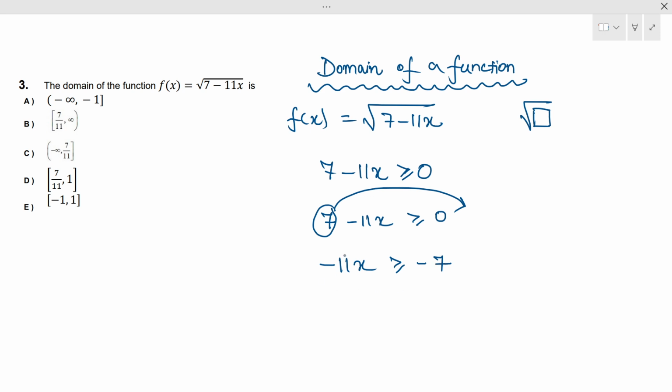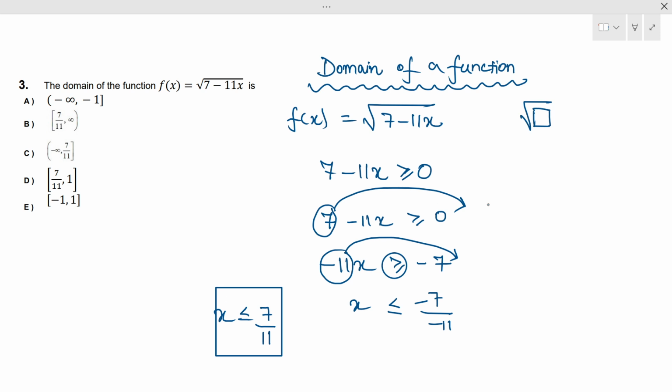And when I transpose minus 11 to the RHS, the sign of this minus 11 as well as the sign of the inequality will change, right? Now x will be less than or equal to 7 by 11. And from here, if we see this on a number line, we can clearly observe that this is 7 by 11. So x is from minus infinity to 7 by 11.